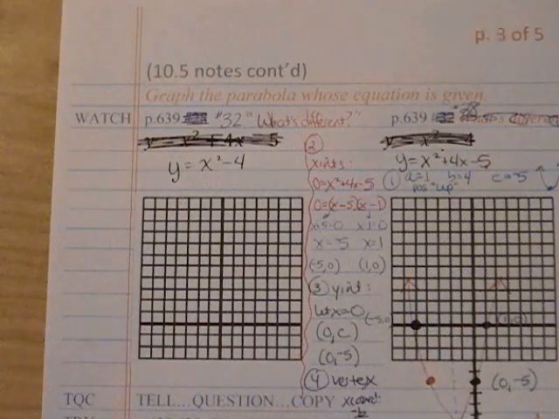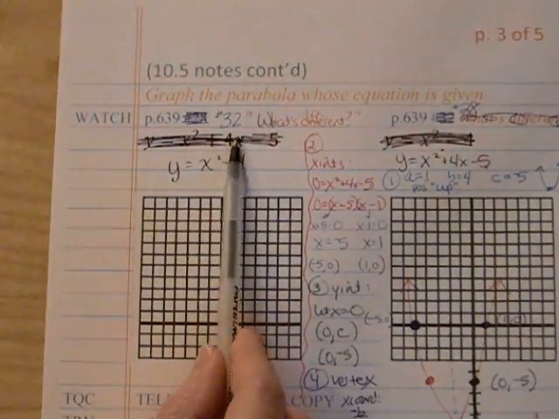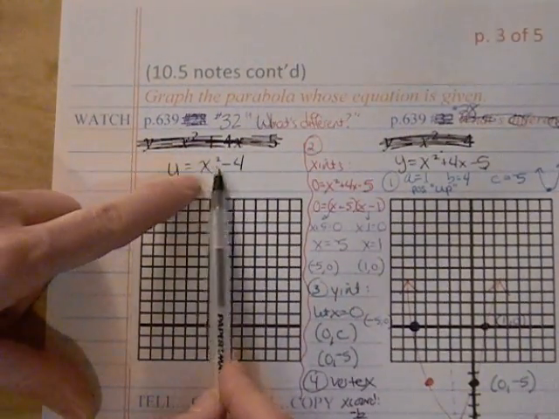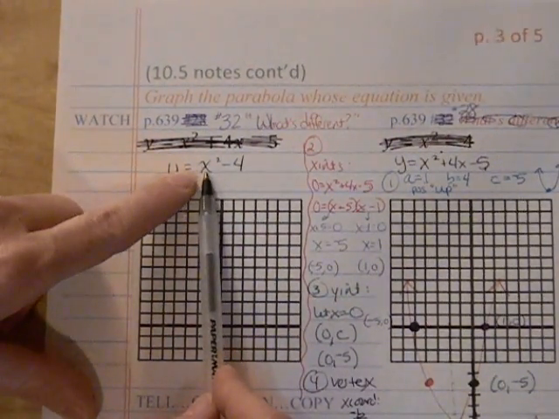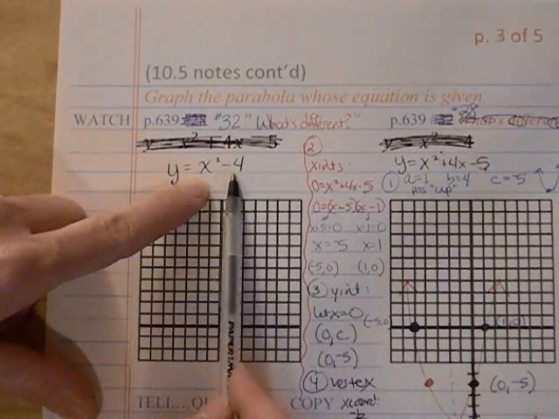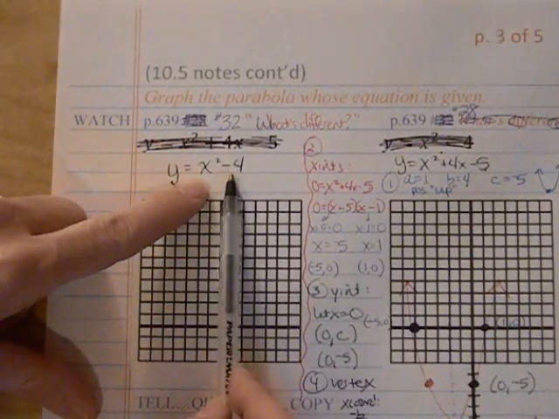Okay, here we are at number 32. What's different about this one? Y equals x squared minus 4. Still a parabola, still a quadratic. Doesn't have a b term. Okay, is that going to change how we do things?